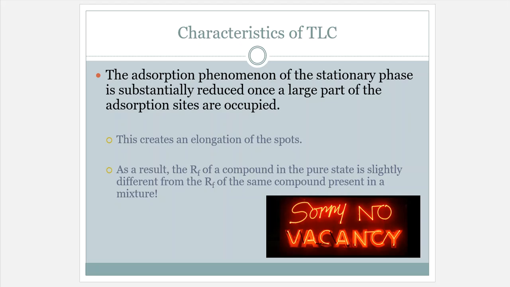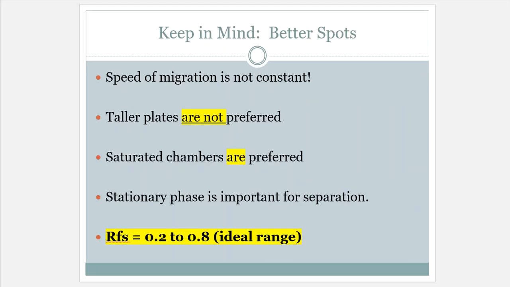Okay. Next up, keep in mind, in order to get better spots, there's a couple of things that you've got to do. Number one, the speed is not consistent. That is okay. You have to accept that fact. Do not try to speed up the separation. Number two, taller plates do not give you better separation. We've already discussed this. Taller plates mean you develop longer. If you develop longer, things get fuzzier. Number three, saturated chambers are going to be preferred.